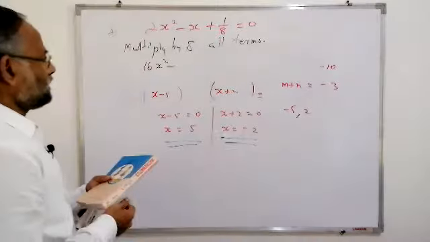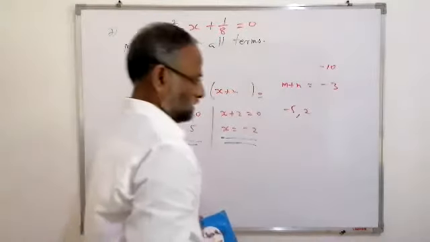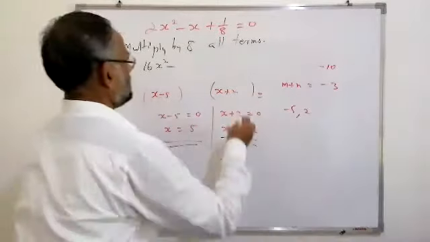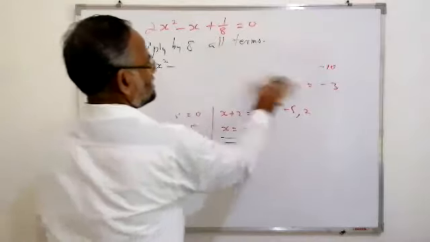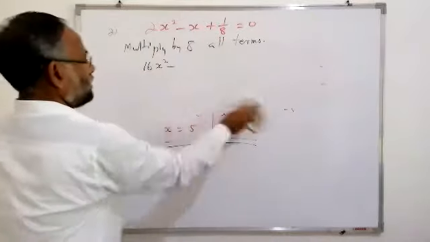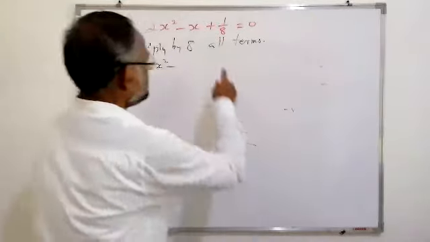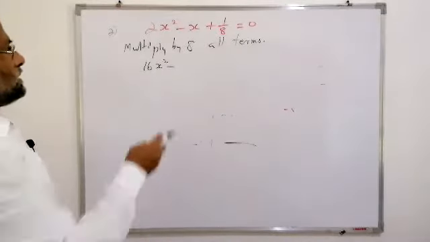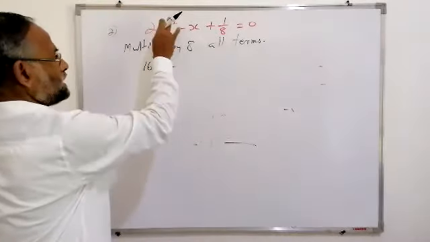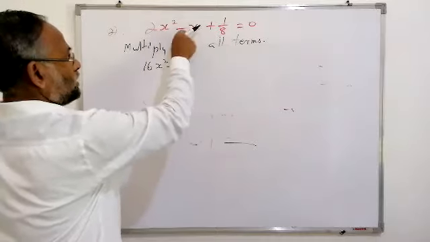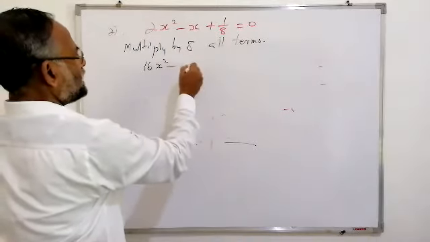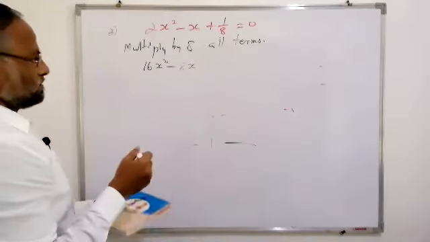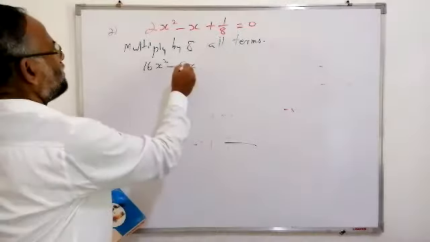Okay, fine. Listen here. There is 1 by 8. Multiply 8 with every term. 3 terms are here. 8 into 2, 16 x square. 8 into minus 1, minus 8x.